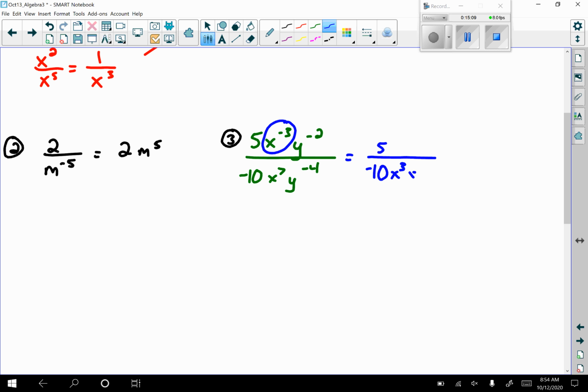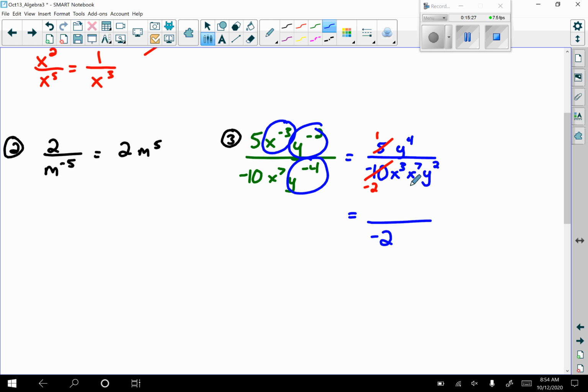X to the 7th is okay down there. And then both the y's need to flip. So I'm going to get a positive y to the 4th up top and a y squared in the denominator. So now I can go through and say, well, 5 goes into itself once, into negative 10 twice. So now I know I just have a negative 2 in my denominator.